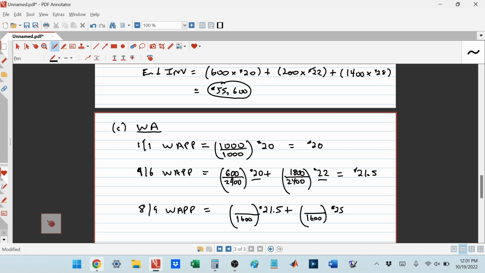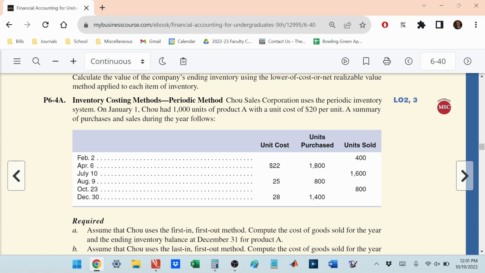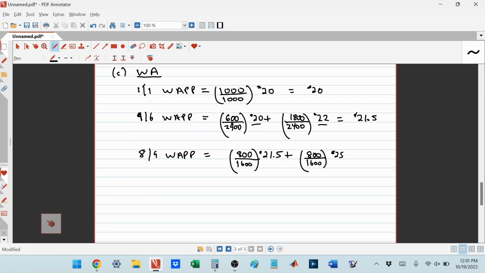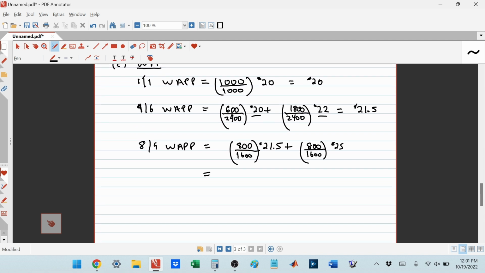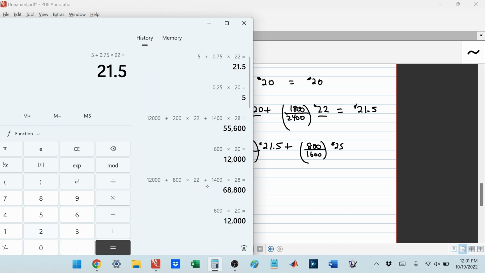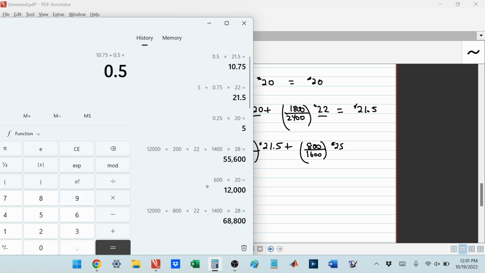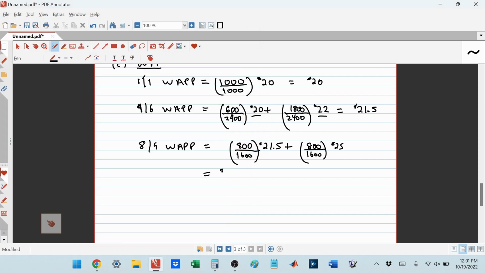How many of those 1,600 were purchased for 25 bucks? 800 of them. And the other 800 are assumed to have been purchased for 21.5, which is the weighted average of 20 and 22. So let's compute this. So we got 0.5 times 21.5 plus 0.5 times 25, and we get 23.25.